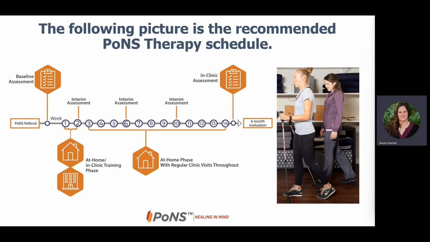Assessments and outcome measures will be collected at baseline, prior to starting the program, and repeated at week 2, at the end of the in-clinic phase, week 6, week 10, and at the end of the 14 weeks. After a 6-month period, the patient will come in for reevaluation.